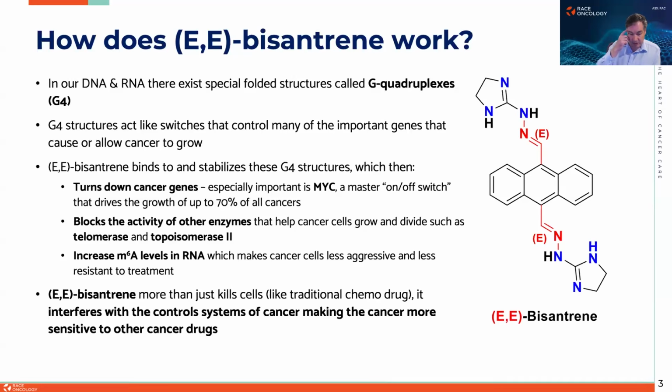Ultimately, you can think of Bisantrene as more than just a traditional chemo drug that kills cancer cells. It interferes with the control systems of the cancer. And this is really important because it makes the cancer more sensitive to a whole range of other drugs. Knowing this piece of information really adds a lot of value in deciding what combinations of drugs to use in the clinic and which ones are likely to work, and which are not likely to work.